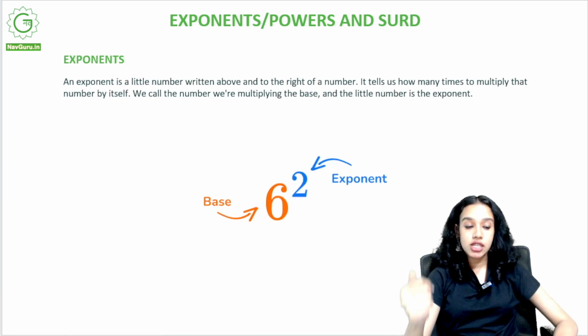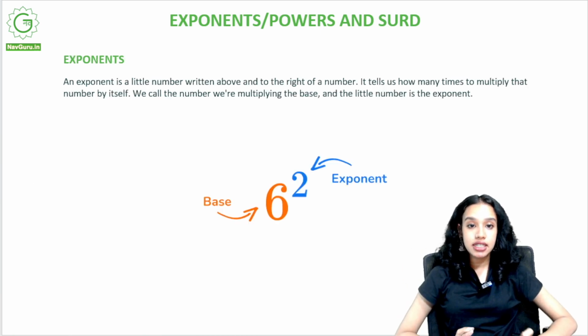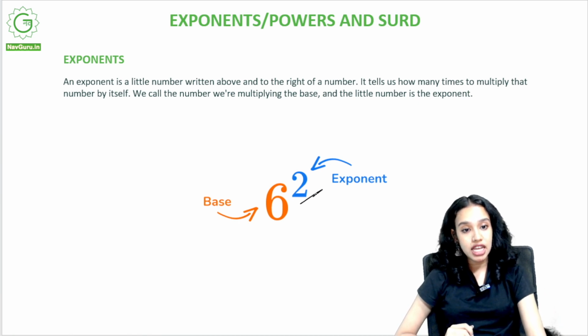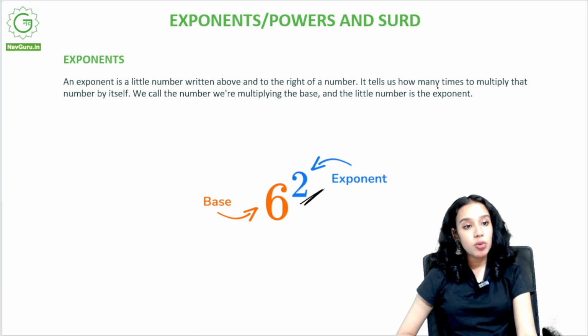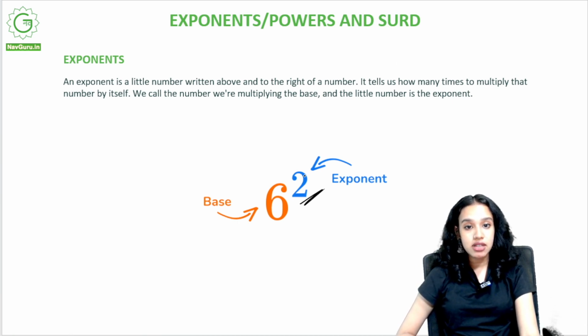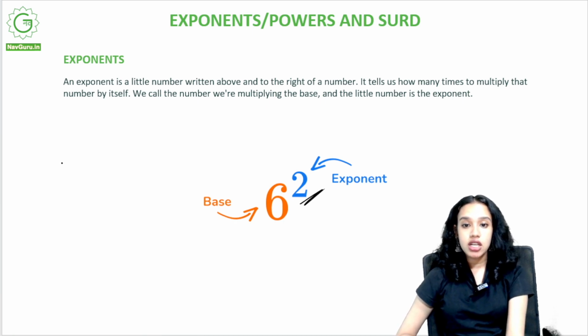Now we'll talk about exponents. An exponent is a little number written above and to the right of a number. So this is called the exponent of a number. We have already talked about it before. It tells us how many times to multiply that number by itself. We call the number we are multiplying the base, and the little number the exponent.